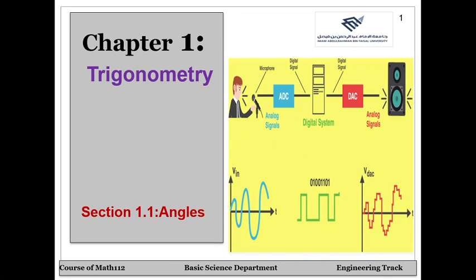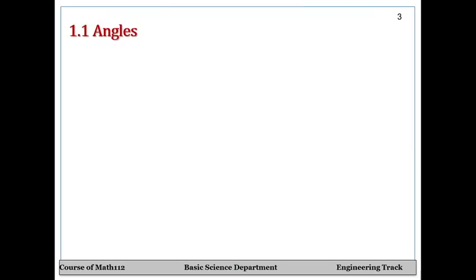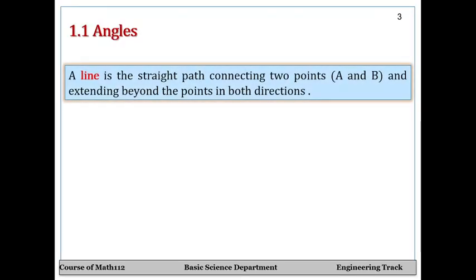Chapter 1, Trigonometry, Section 1.1, Angle. Now, angle, what is an angle? So we start in Arabic, angle is zawiya, zawiya. So we start with defining a line.